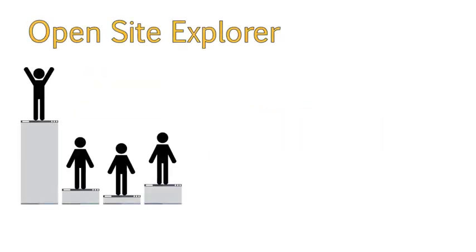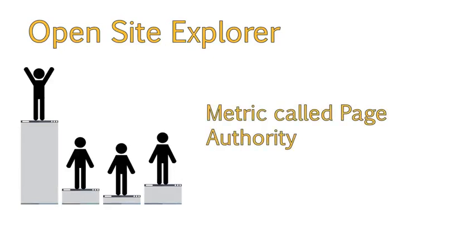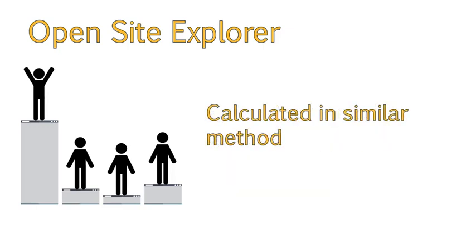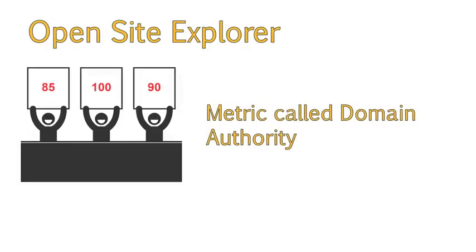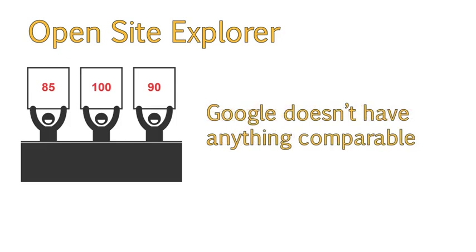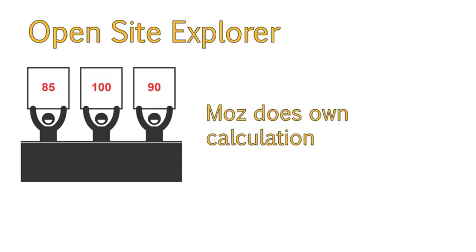So, for example, Moz's Open Site Explorer has a metric called page authority, which is their approximation of Google's PageRank. And they calculate it in a method very similar to what Google is believed to be using to calculate PageRank today. Moz also has a metric called domain authority, which is an estimate of a site's overall authority, or you can consider it as the authority of the entire domain. And remember I said earlier, Google does not have such a thing as domain PageRank or PageRank for an entire site, but Moz does have their own calculation along those lines.